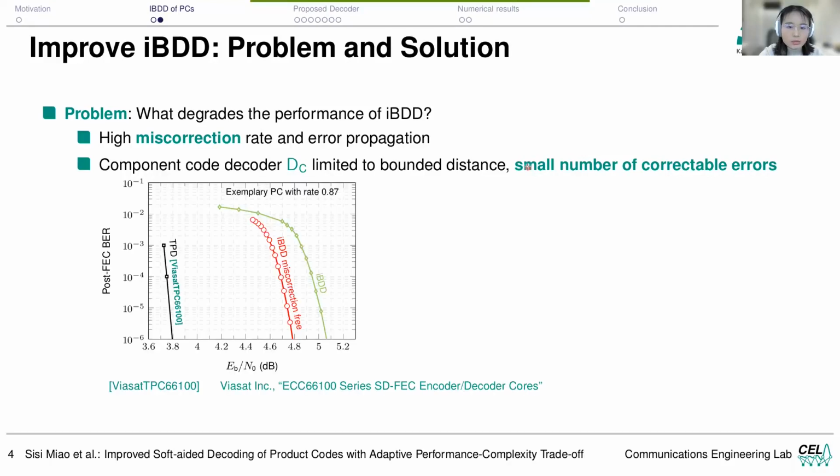So here is an example. We look at an exemplary product code, and on the left-hand side we have the TPD, and on the right-hand side we have IBDD. We can see that even in an ideal case where we discard all the miscorrections made by the IBDD decoder, it gives us some improvement, but the gap to the TPD is still very big. So we can say that if we don't increase the number of correctable errors by the bounded distance decoder, it is very hard to achieve a better performance.